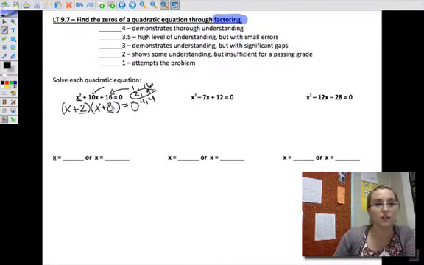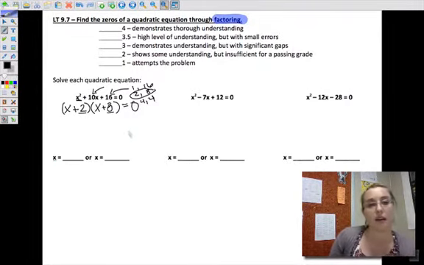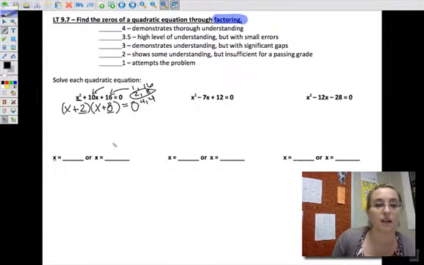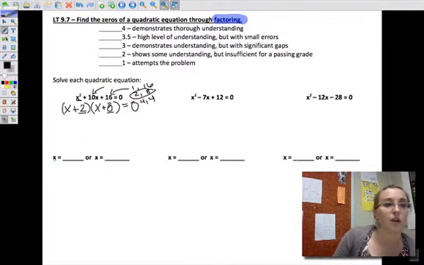Now here's a common mistake made. The most common mistake made is that you just put a 2 and an 8 down here. And that's not what we're looking for. We're looking for what x would equal. So I'm looking for what x could equal to make this equal 0.